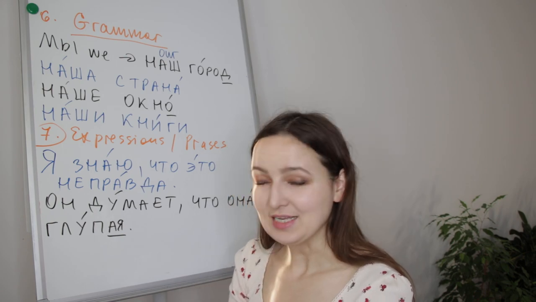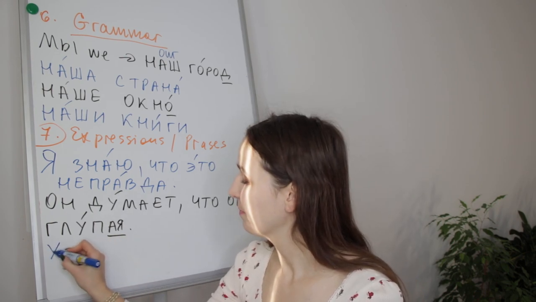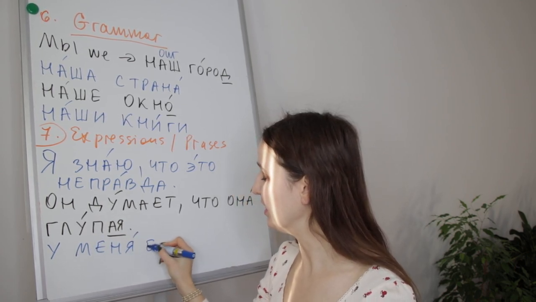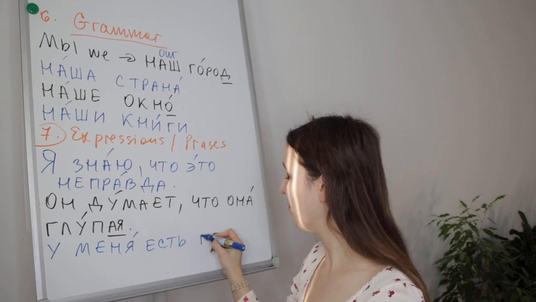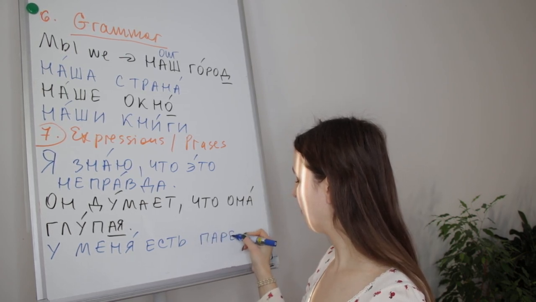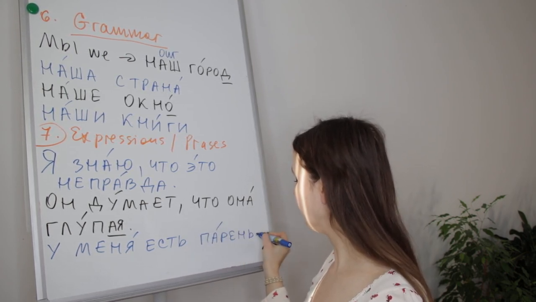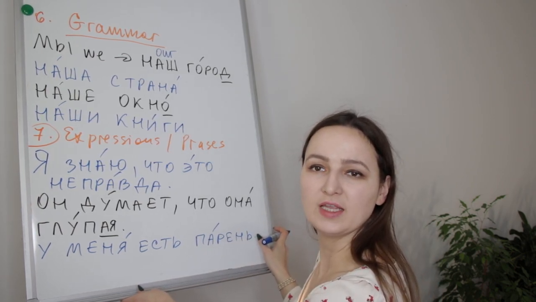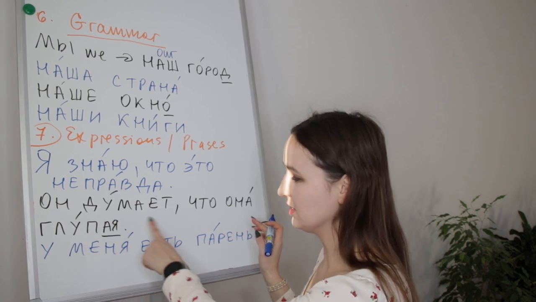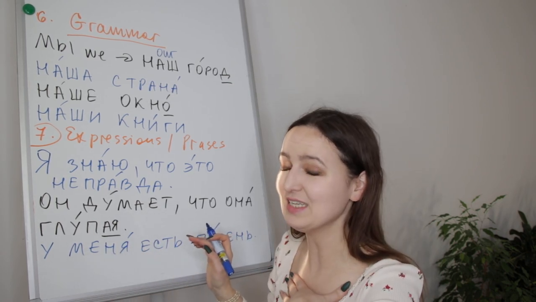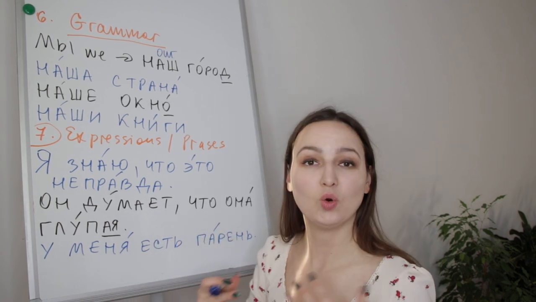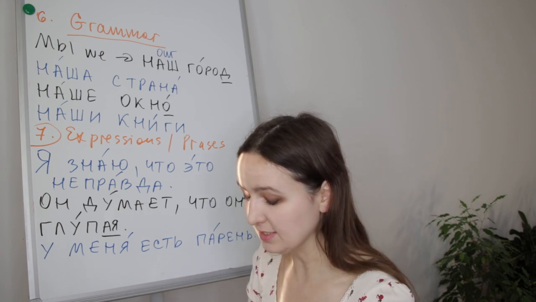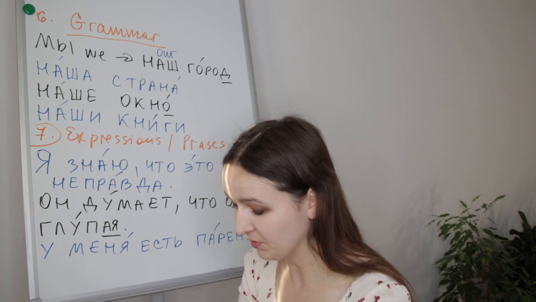У меня есть парень. Парень. I have a boyfriend. У меня есть, and we learned this construction, у меня есть, I have, парень. У меня есть парень, I have a boyfriend.